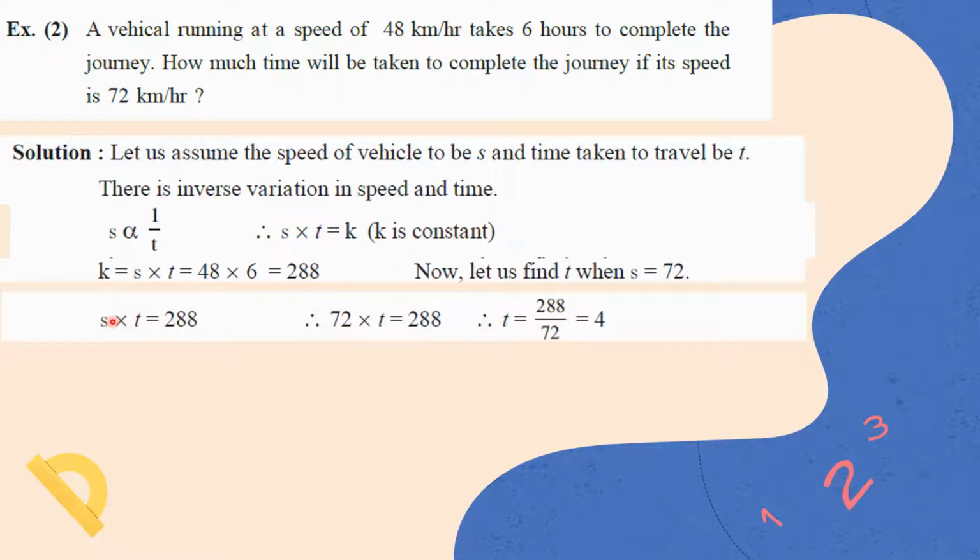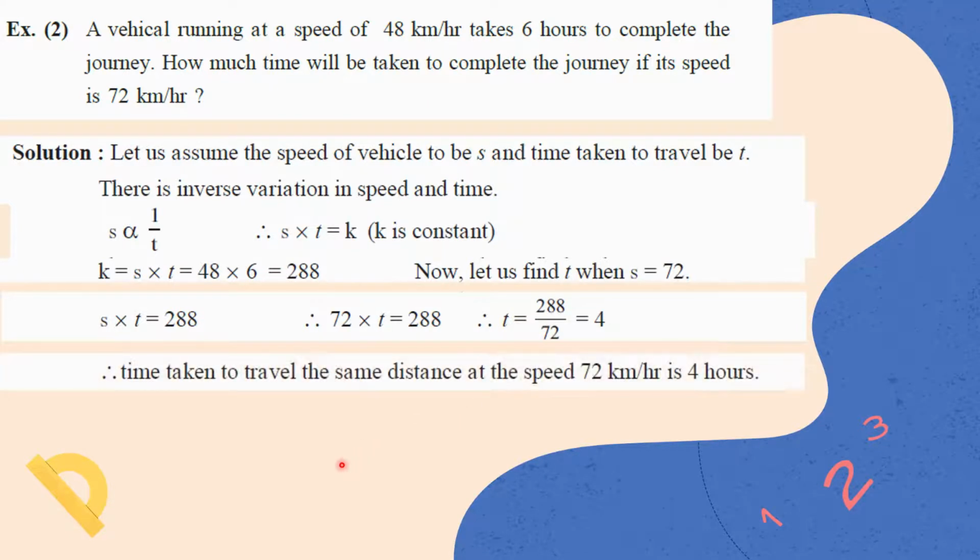So in place of s, substitute 72. So we get 72 multiplied by t is equal to 288. Here divide both the sides by 72 and you get t is equal to 288 upon 72, which is 4. So the value of t is 4. Therefore, the time taken to travel the same distance at the speed of 72 km per hour is 4 hours.